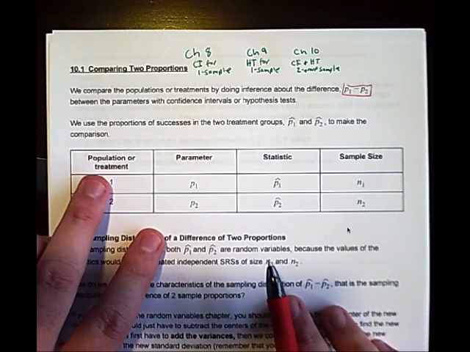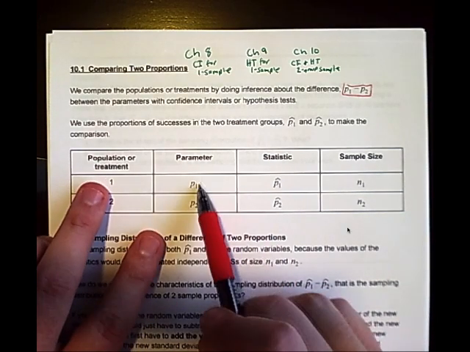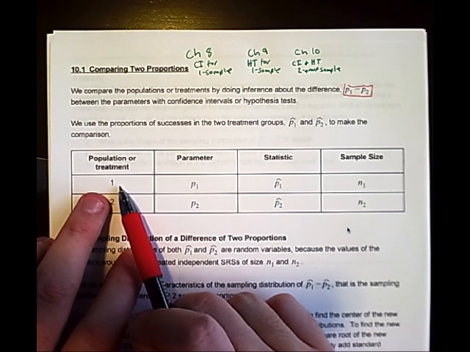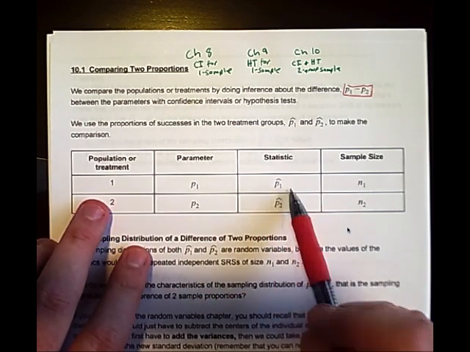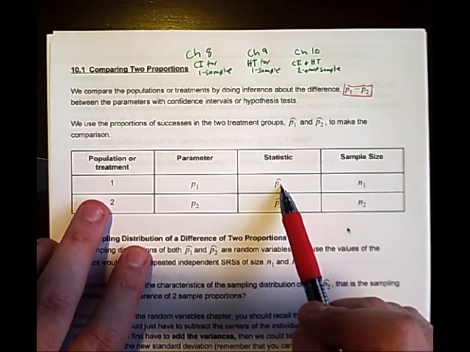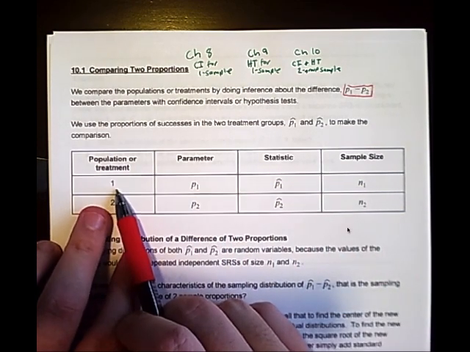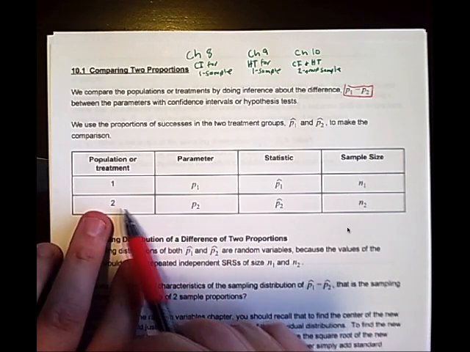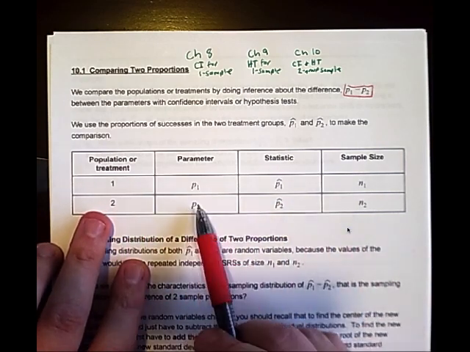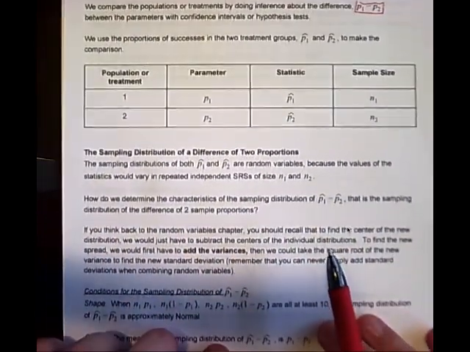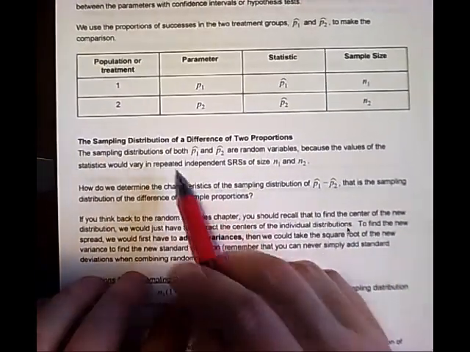So population or treatment 1, its parameter would be rho 1, and 1 can stand for whichever group you're talking about. Okay. The statistic would be p hat 1, so there's all these 1s on it because all these 1s refer to the first group. All right. Then for the second group, you'll see all these 2s on here, rho 2, p hat 2, and n 2. All right, so the next section of the note card just talks about the sampling distribution.